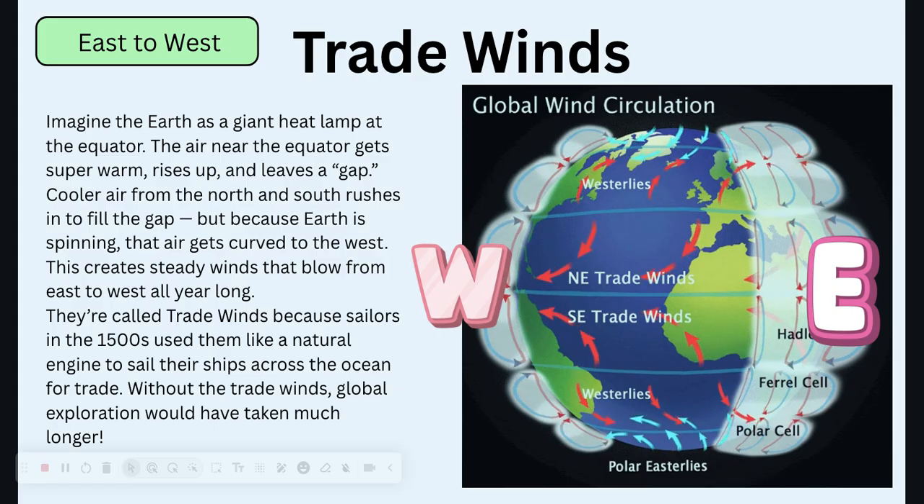They're called the trade winds because sailors in the 1500s used them like a natural engine to sail their ships across the ocean for trade. Without the trade winds, global exploration would have taken much longer. So, in your blank on the back, you need to tell me that they blow from east to west.